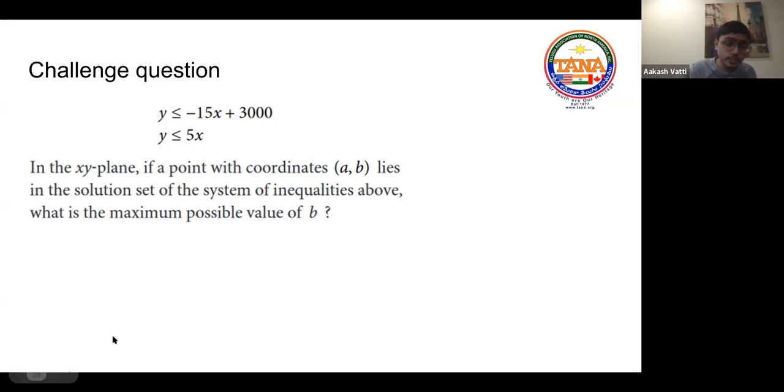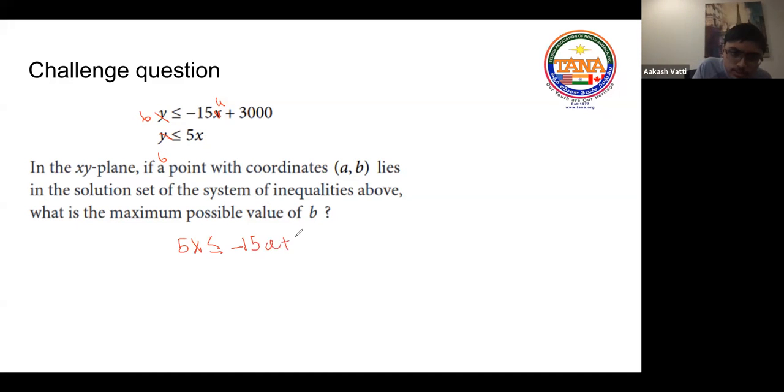All right, I'll do this question now. So first thing we know is A and B, right? So we can replace Y with B and A with X simply because that's the coordinate here. And you want B to be the greatest possible, so you want it to be 5X because that's the greatest possible value for B. So you can make this 5X is less than or equal to negative 15A, I think.